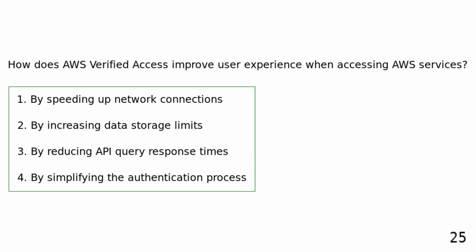How does AWS Verified Access improve user experience when accessing AWS services? By speeding up network connections. By increasing data storage limits. By reducing API query response times. By simplifying the authentication process.